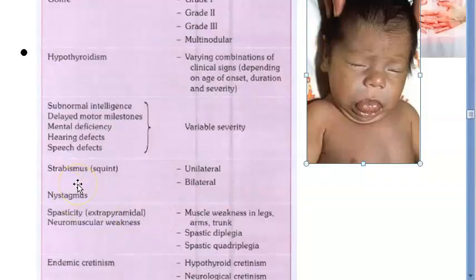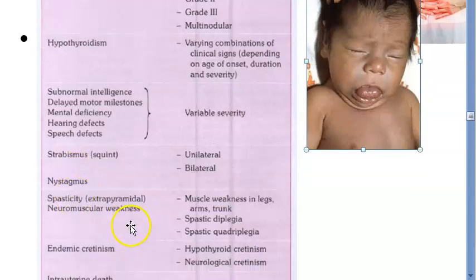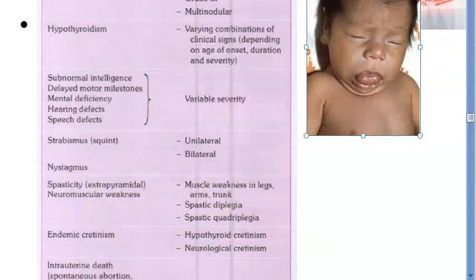Eyes, it is affecting: squint, nystagmus, then spasticity. So muscle weakness will be there, neuromuscular weakness, then spastic diplegia, spastic quadriplegia, all 4 limbs. So this is what happens if there is iodine deficiency. Endemic cretinism, hypothyroid cretinism, neurological cretinism. Cretinism is what? Hypothyroidism in young people.